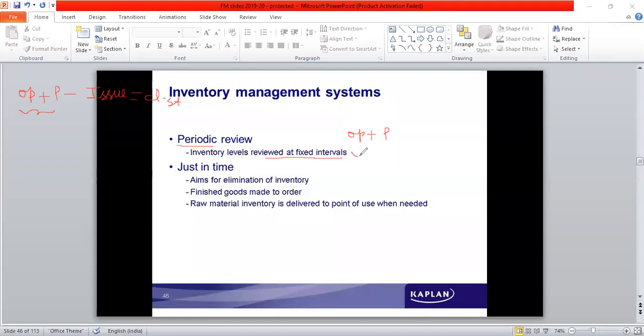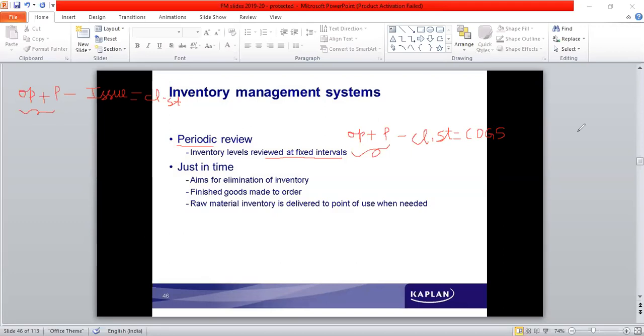So total availability during the period, because at the end of the period they would count the physical units. The closing stock is known, so they deduct the value of closing stock, and they can find out the value of cost of goods sold. That is in case of a periodic review. So this becomes cost of goods sold. Opening stock plus purchases minus closing stock is equal to cost of goods sold.